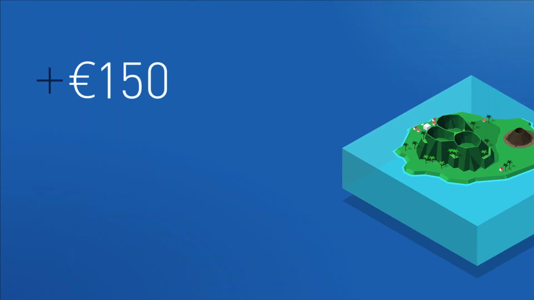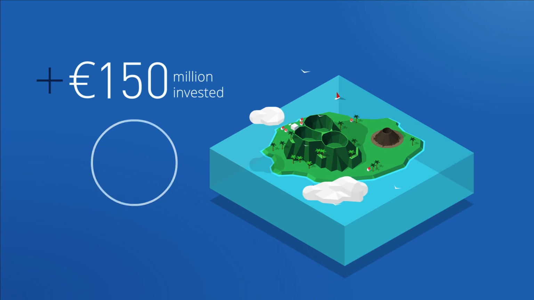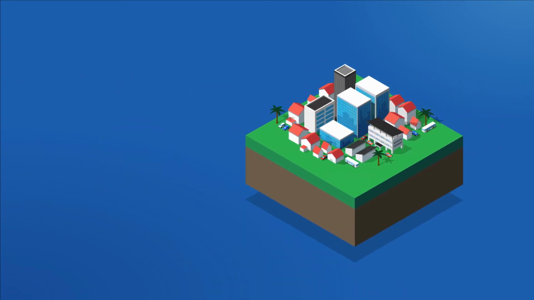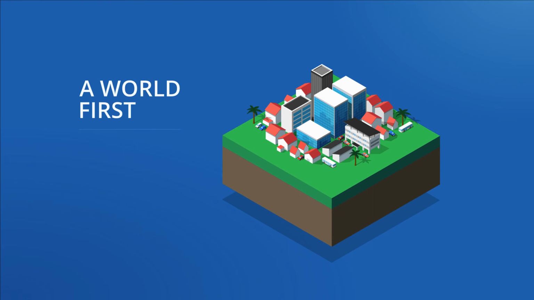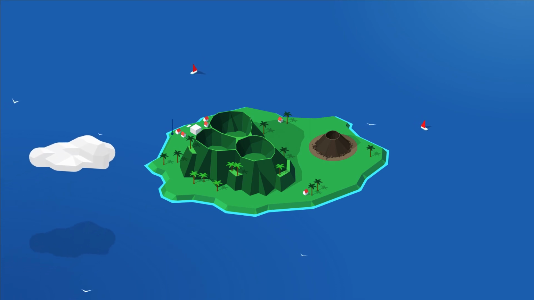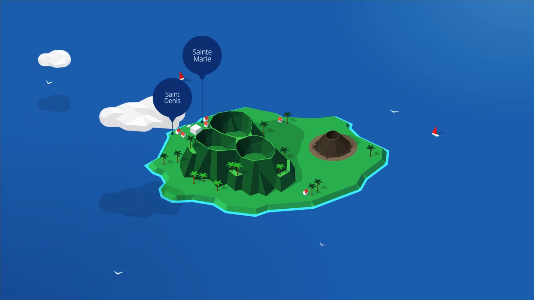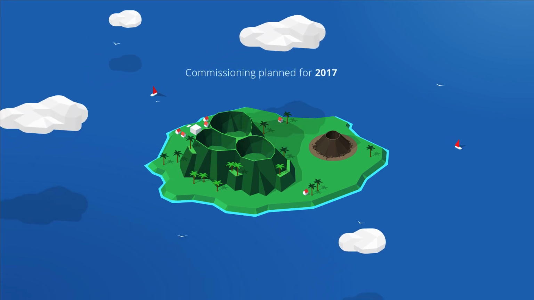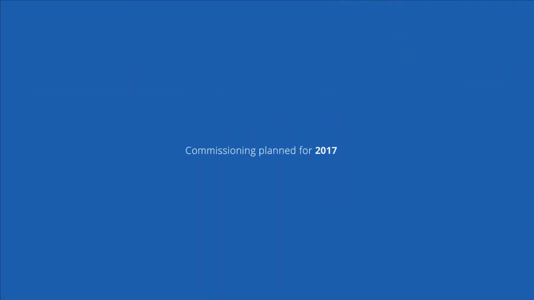Over 150 million euros will be invested, almost 50% of which will be spent locally. The project will be a world first in terms of the scale of the offshore works and its coupling to a dense and varied urban network over 23 kilometers long. The SWAC project also fits perfectly within the energy and ecology transition to which France and the EU are committed. Deployment is planned for 2017.